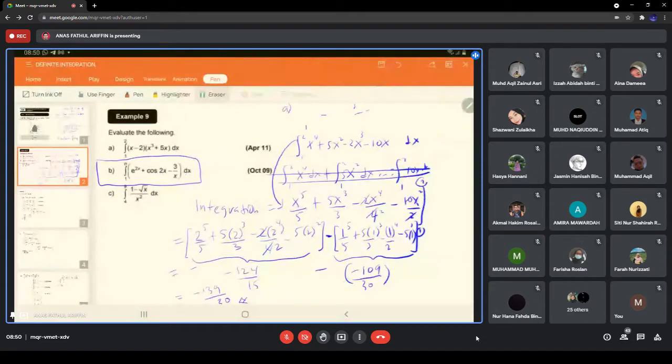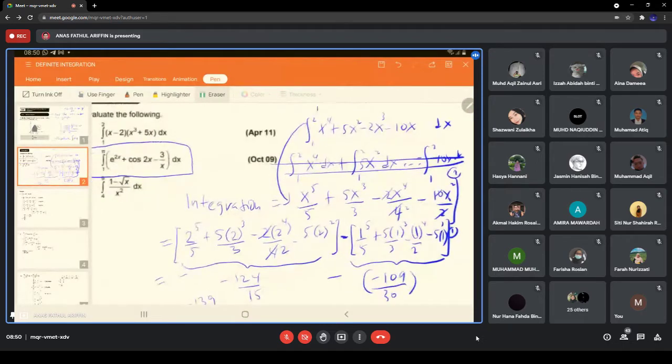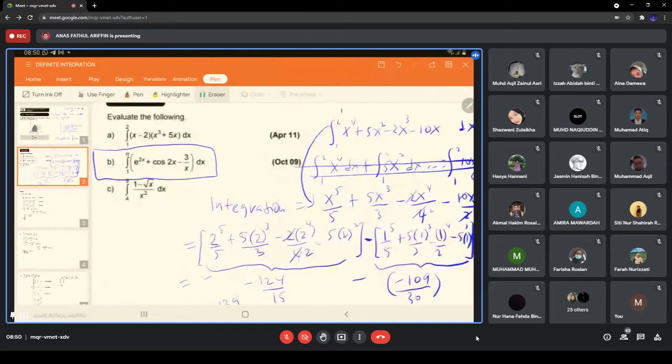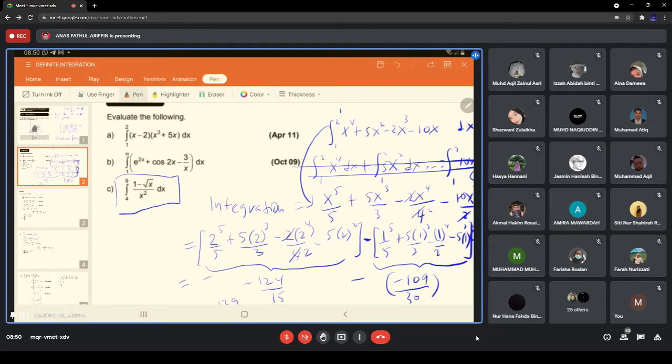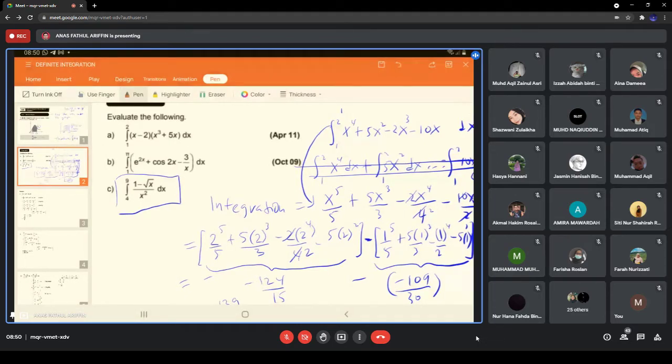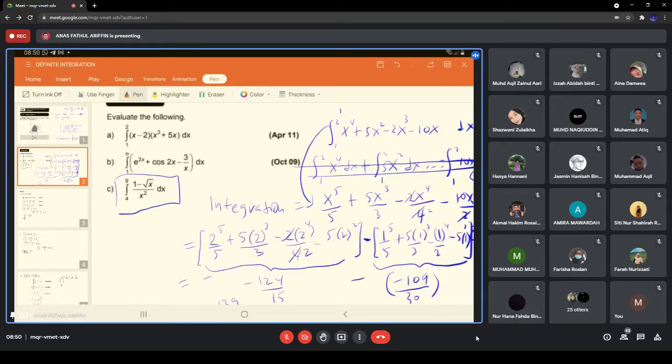Okay, next question, question C. Integrate from 4 to 9 for this function, 1 minus square root of x over x square. So kat sini, kejap saya buat.